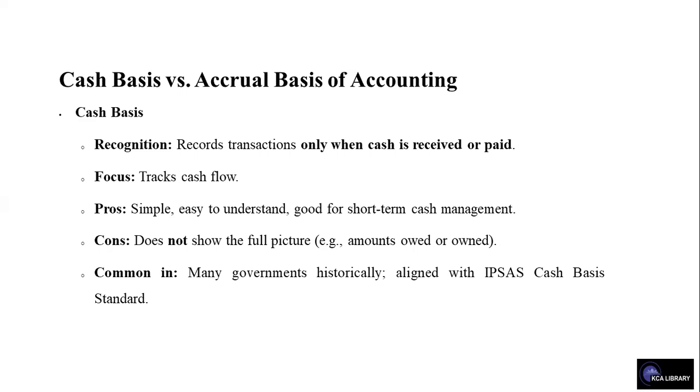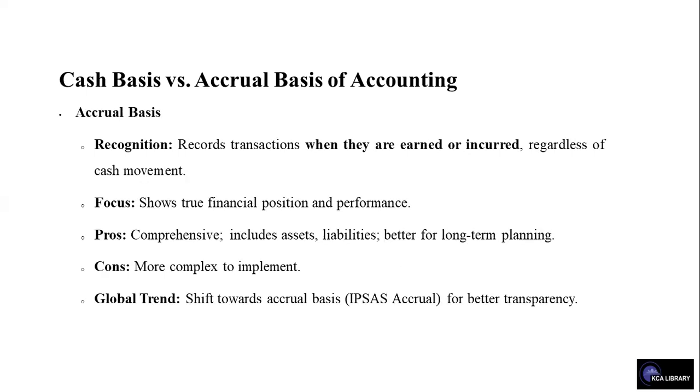However, it has its own disadvantages, and this is that it does not show the full picture, that is the amount owned or owed. So it does not show the full picture of how the organization actually is in terms of the money that is being owned or the money that the organization owes the debtors. Many governments historically use it, and it aligns with the International Public Sector Accounting Standard, Cash Basis Standard.